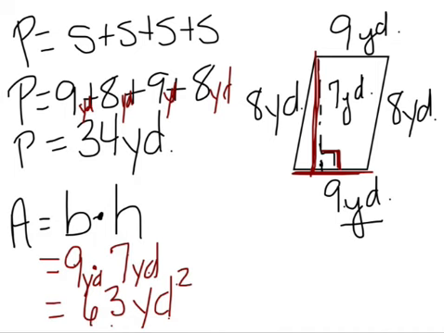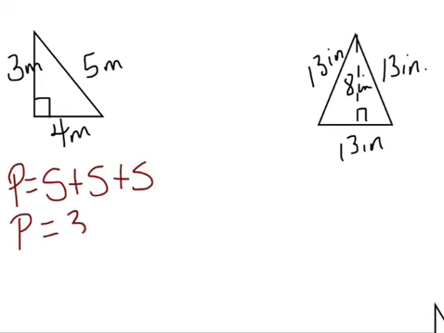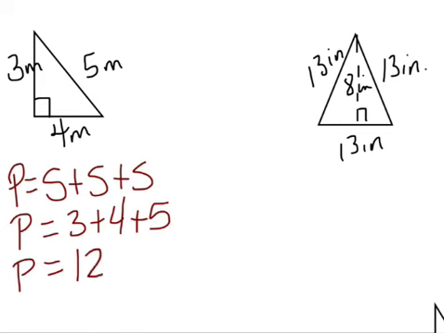All right, let's look at a triangle. All right, on this triangle, again, my perimeter, if you look back at your formulas, you're just going to add up your 3 sides. So my perimeter of this one's just 3 plus 4 plus 5. So my perimeter is equal to 12 meters.